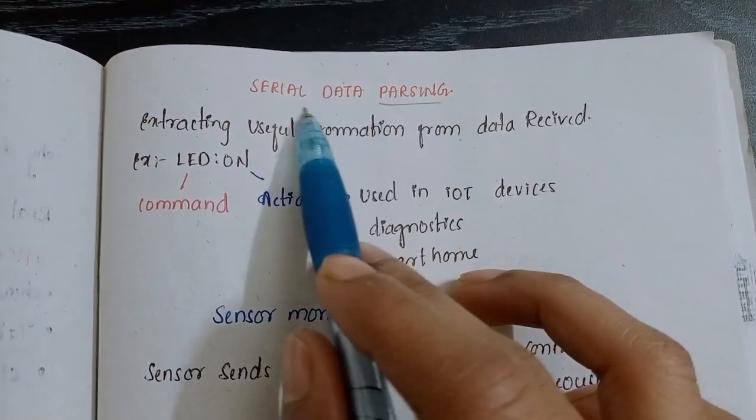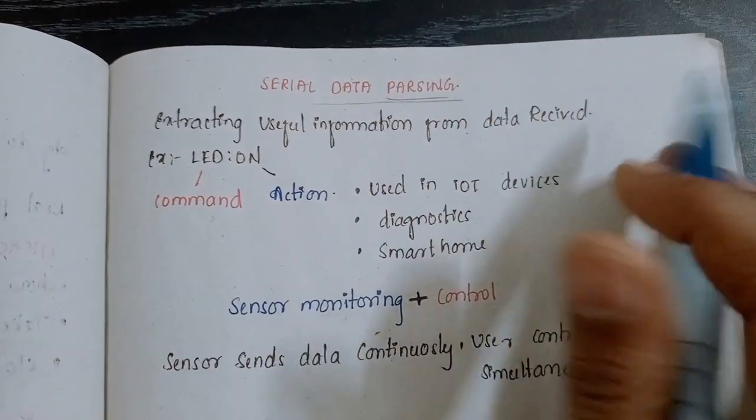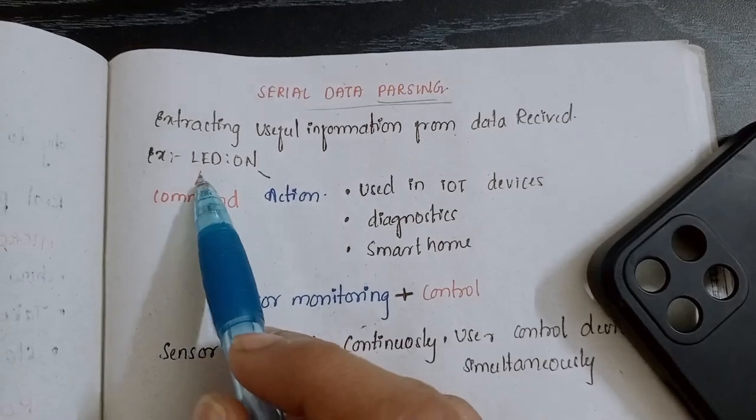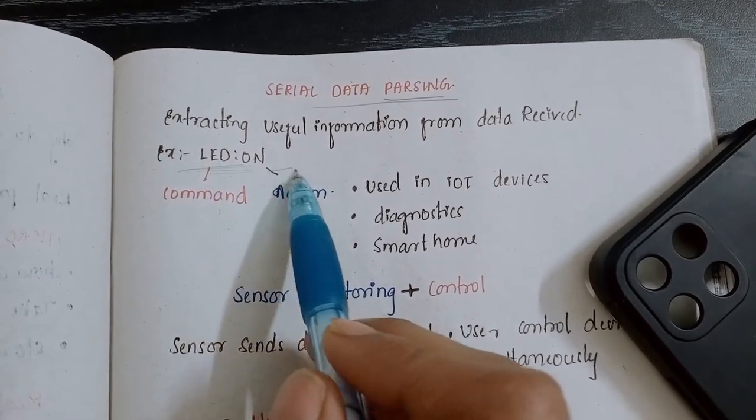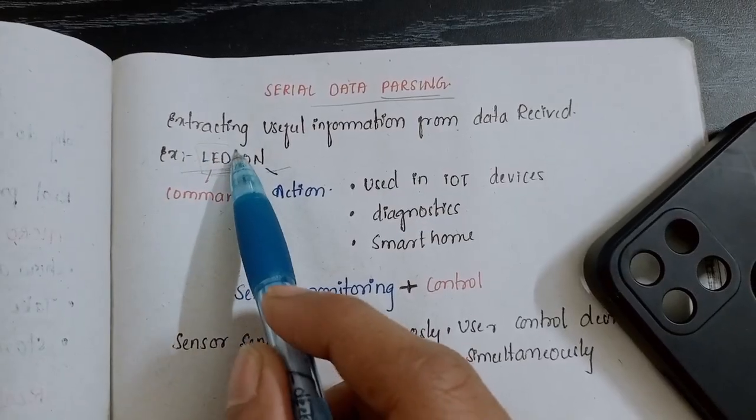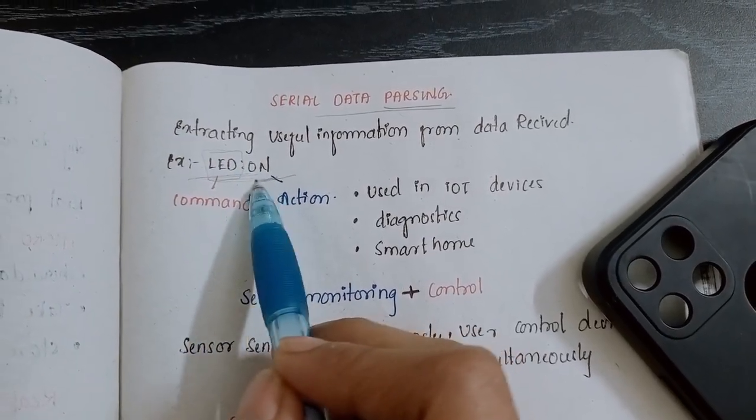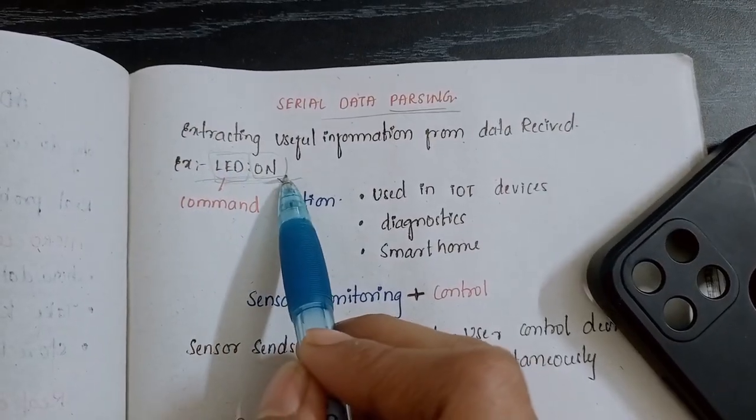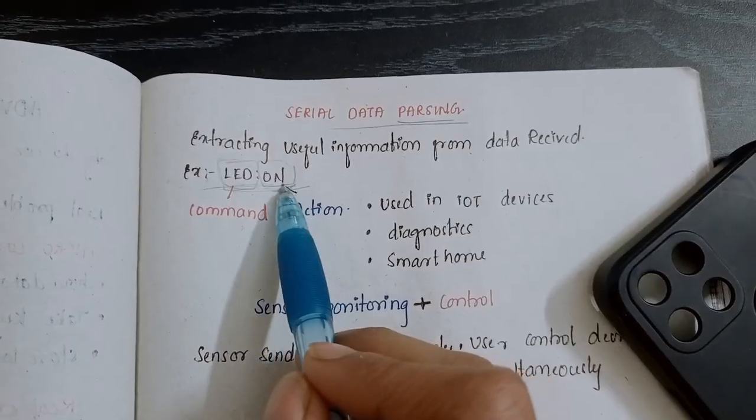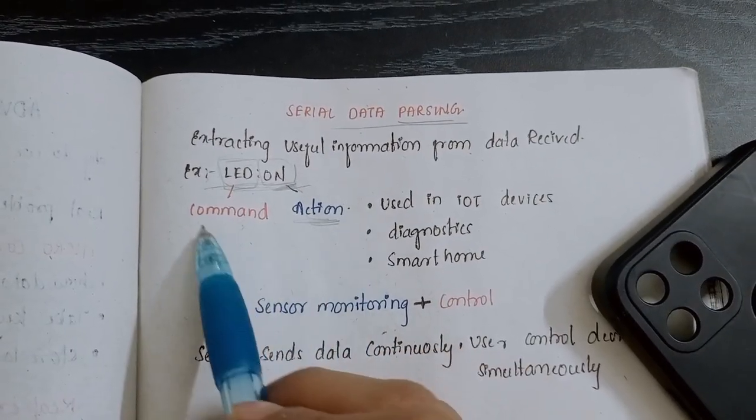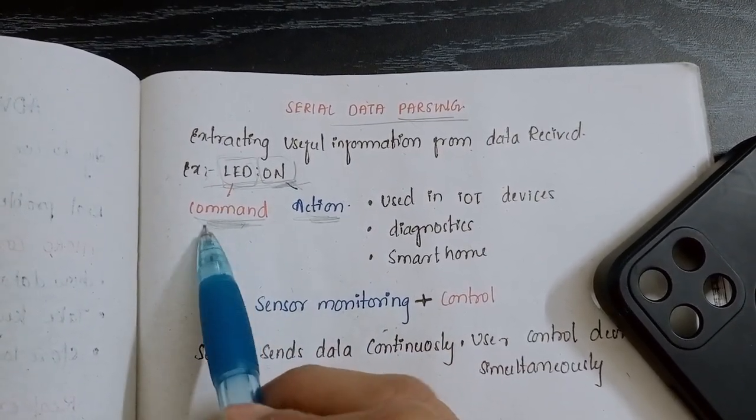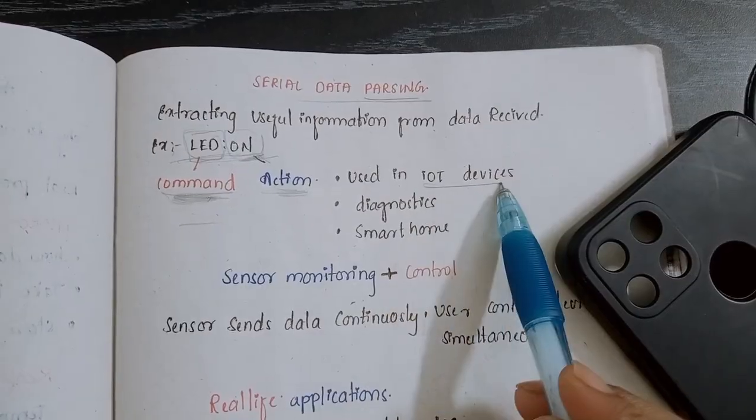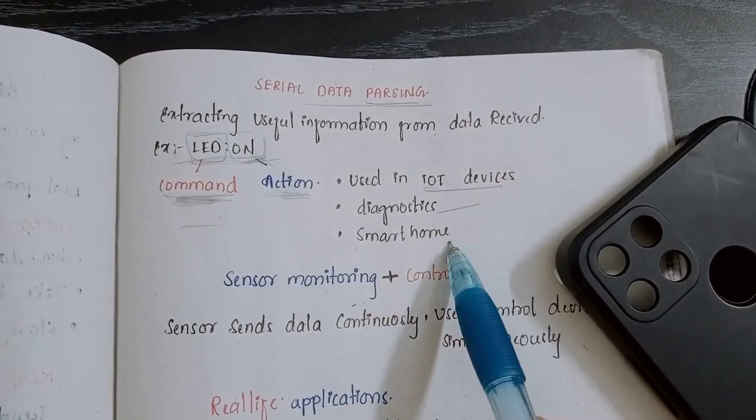Parsing is extracting only the required information from the provided data. So we'll be giving LED on. Here the LED is the command. We need to turn it on. On will be the action. This is a command and this is the action. We will be turning on the LED. So turning on and off is the action, and the command will be written for an LED. It can be observed in IoT devices, diagnostics, and smart home.